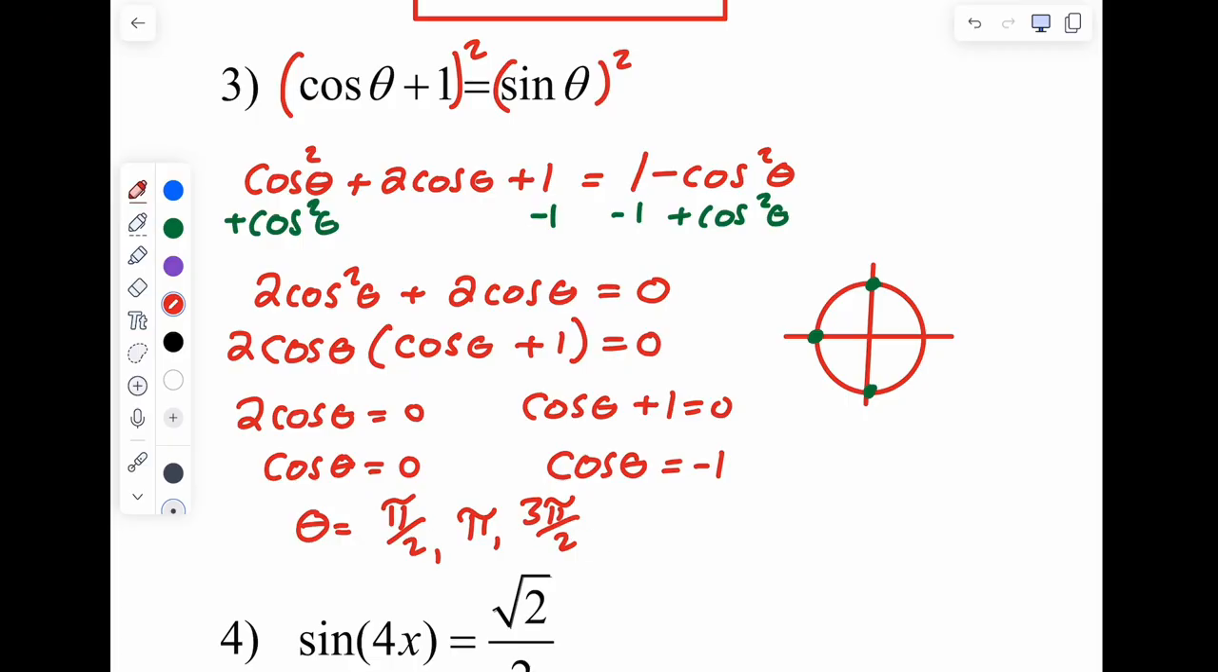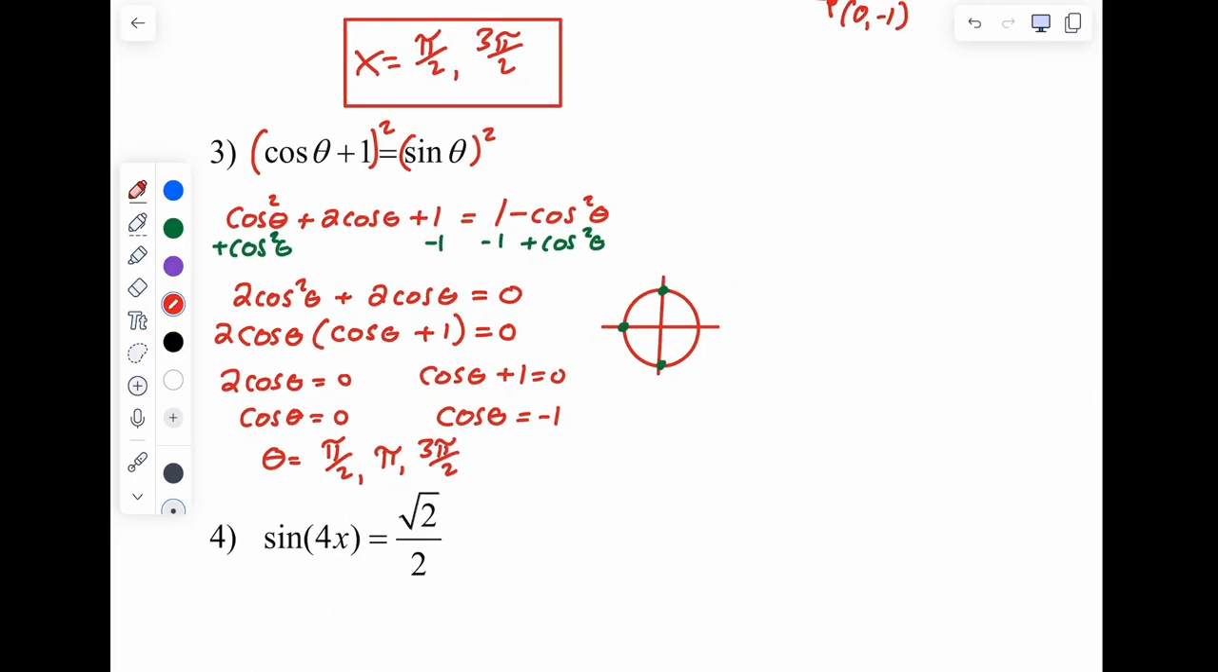Okay. Everybody followed everything I did there? And you think those are the answers? We're going to check these answers because there's an issue here. So I'm going to check them one at a time. Okay? When I plug these in, I got to plug into the original, not the squared one. So I'm going to go cosine pi over 2 plus 1 equals sine pi over 2. You should write this down. You have to check this one. I haven't said why yet, but you have to check this one.